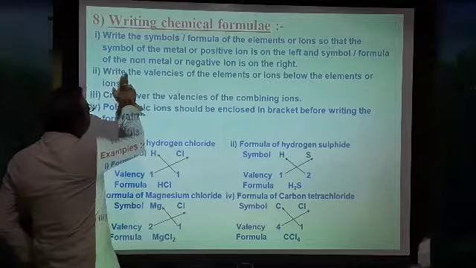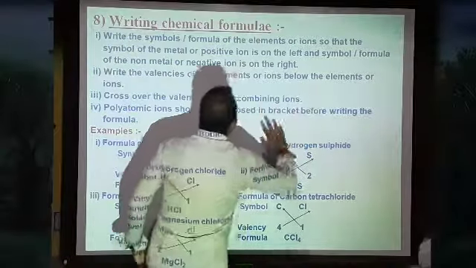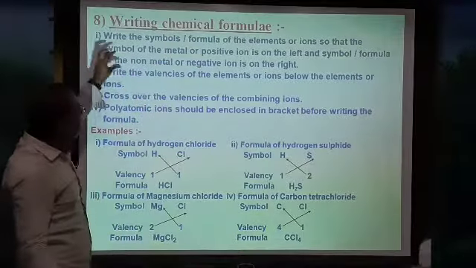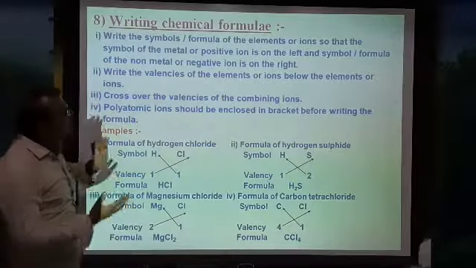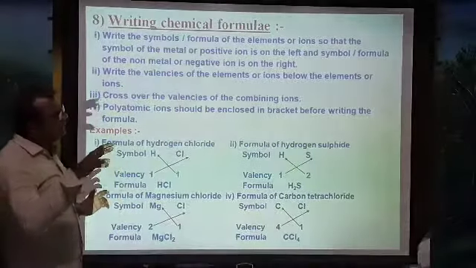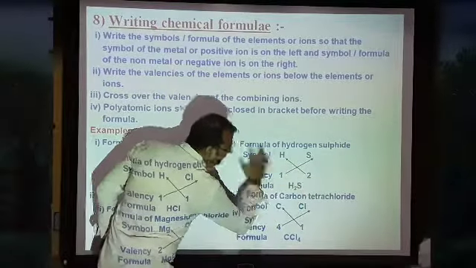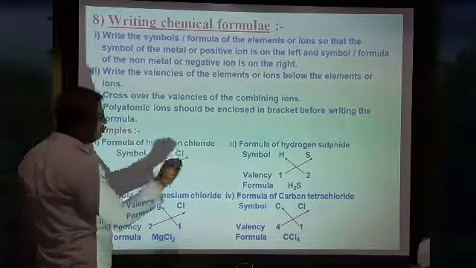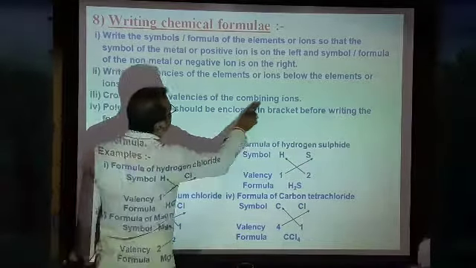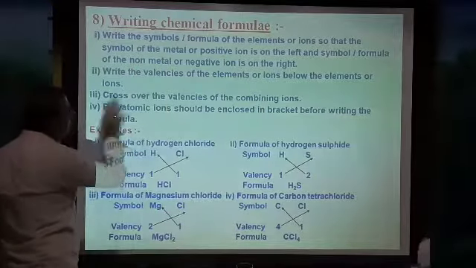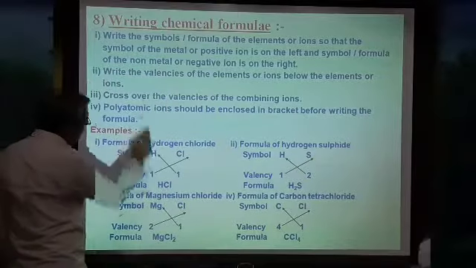The second rule: write the valencies of the elements or ions below the elements or ions. So here you see H2, where 2 is the valency. The valencies of the ions we should write below. Next, the third rule: cross over the valencies of the combining ions.